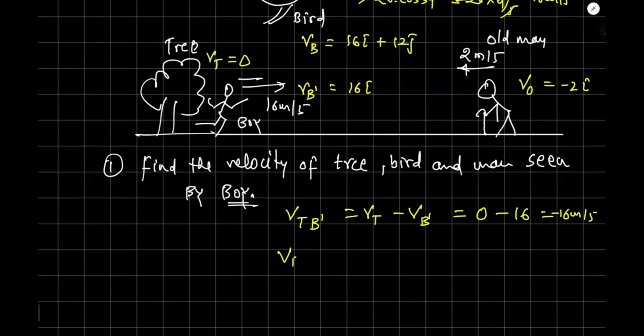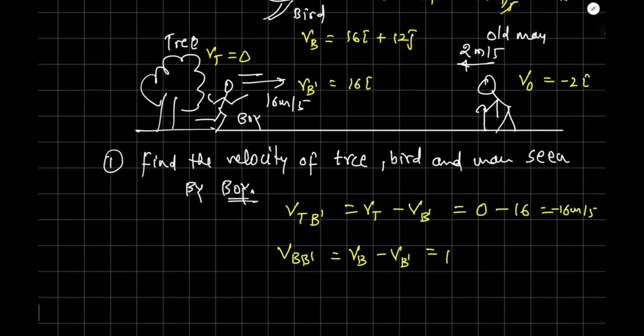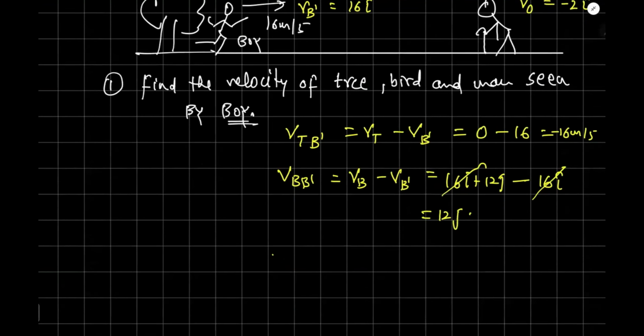Then velocity of bird with respect to boy is the velocity of bird minus velocity of boy. तो velocity of bird कितना है आपका? 16 i plus 12 j minus the velocity of boy, that is 16. It will cancel out, so we'll get 20 j. Similarly, the velocity of old man with respect to boy is the velocity of old man minus velocity of boy, right? So velocity of old man is minus 2 and velocity of boy is 16, so we'll get minus 18 meter per second in i direction.